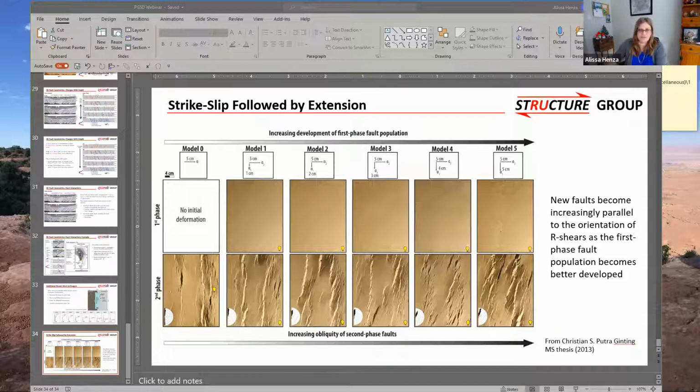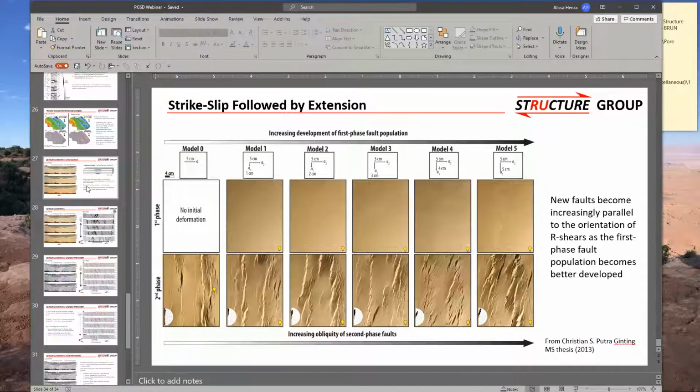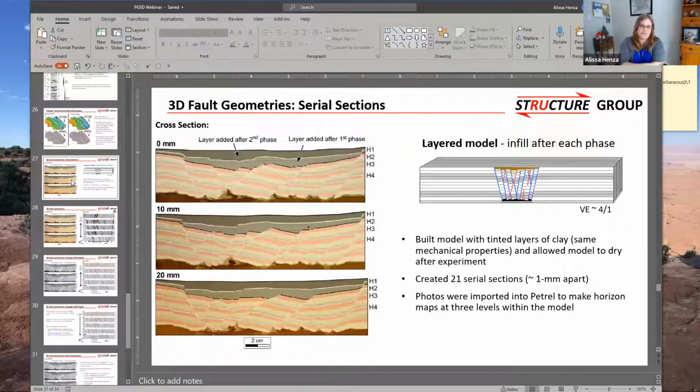I guess I did have a question about your second model. Were there any issues with deformation as that desiccated? Like isotropic, it should be shortening isotropically, right? In the horizontal plane. So yes, were there any issues with that in the model?